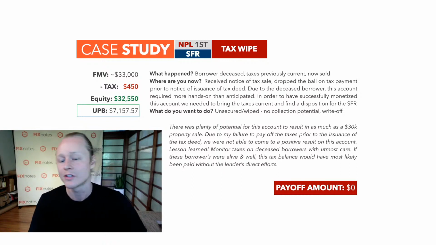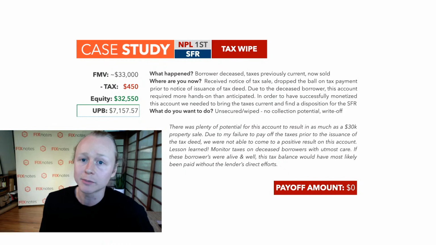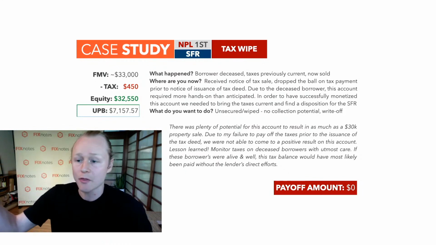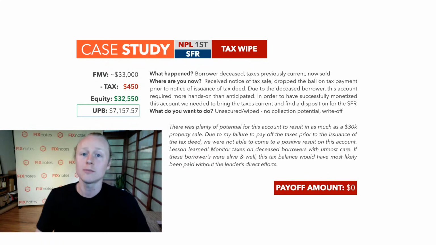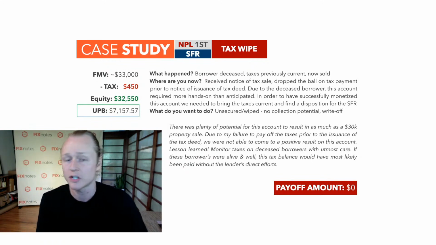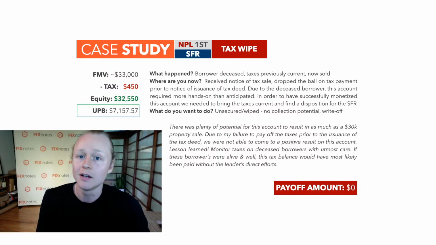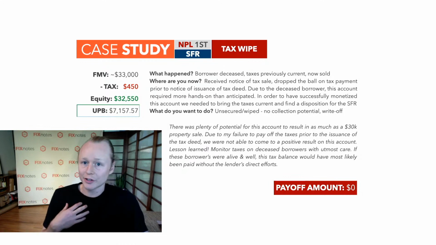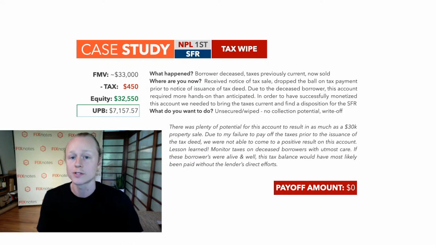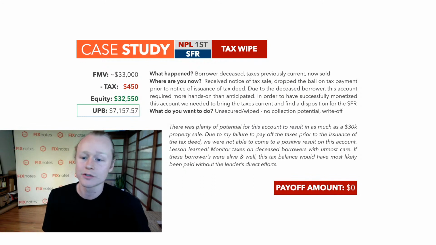Lesson learned here. This could have been a pretty good deal because we had equity in our $7,000 balance above that $30,000 property value. It could have been a sale that would have been pretty attractive, especially because we've only bought $7,000 of debt. We could have done a pretty great deal here. However, due to my failure to pay off these taxes prior to the issuance of the tax deed, we were not able to come to that positive result. There was no resolution here.